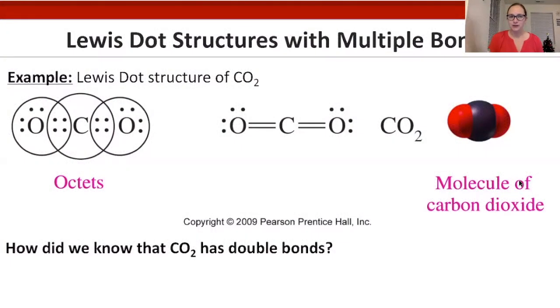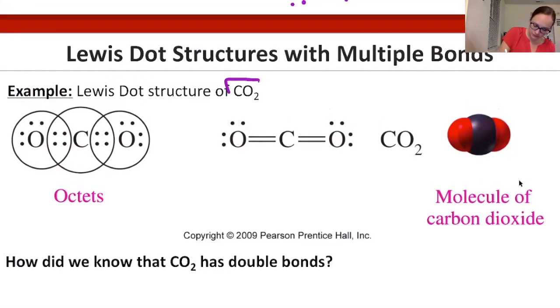In this video, we're going to be talking about drawing Lewis dot structures that have multiple bonds in them. So we're looking at this example of carbon dioxide, or CO2. In this molecule, we have carbon, which has 4 valence electrons, and oxygen, which has 6. So in order to make it so that each of the atoms fulfills the octet rule, has 8 electrons around it, what we need to do is add multiple bonds.